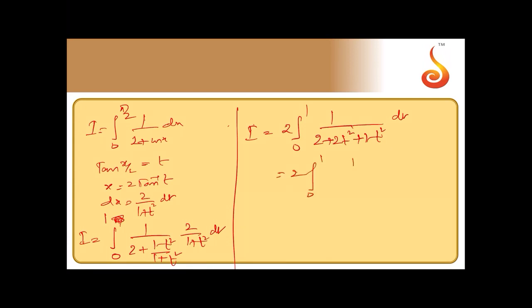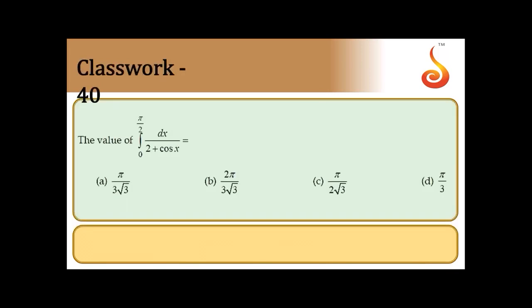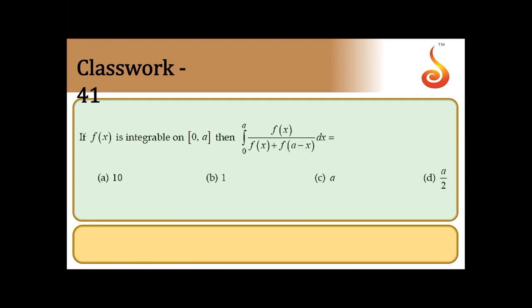So, twice integral 0 to 1, 1 divided by root 3 taken whole square plus t square dt. So, therefore, integral 1 by a square plus x square is nothing but tan inverse. So, therefore, 2 divided by root 3 times tan inverse t by root 3, limit from 0 to 1. So, 2 by root 3 times tan inverse 1 by root 3 is nothing but pi by 6 minus 0. So, of course, pi divided by 3 root 3 is the answer. Pi divided by 3 root 3. Yes, of course, pi divided by 3 root 3 is the first option.